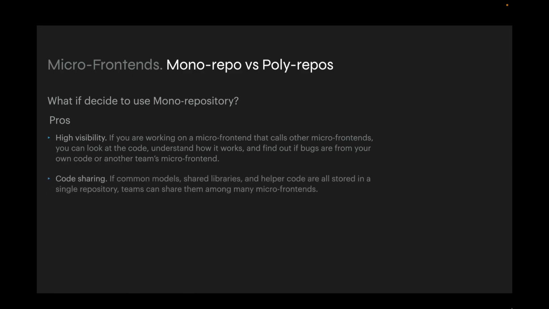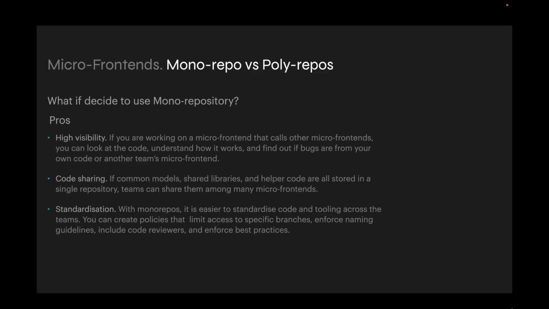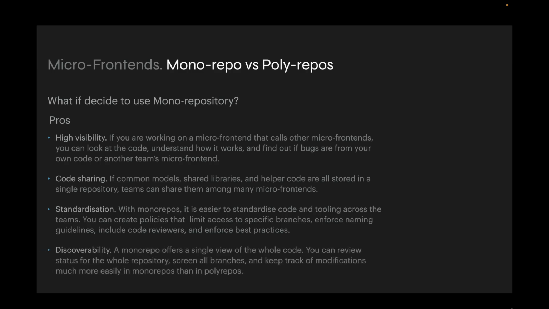The next reason is code sharing. If common models, shared libraries, and helper code are all stored in a single repository, teams can share them among many micro-frontends. Standardization. With mono-repositories, it is easier to standardize code and tooling across the teams. You can create policies that limit access to specific branches, enforce naming guidelines, include code reviewers, and enforce best practices. And discoverability. A mono-repository offers a single view of the whole code, so you can search all branches and keep track of modifications much more easily than in poly repositories.